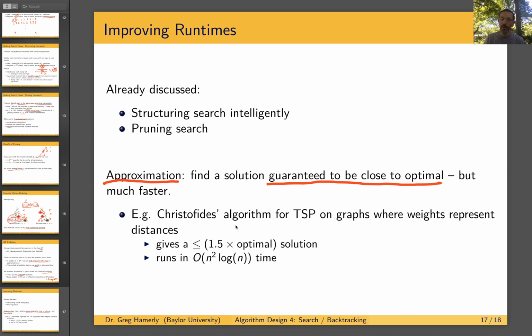There's an algorithm called Christofides algorithm for graphs which obey the triangle inequality, which is a more general way of saying the edges have weights that represent distances in the real world. Christofides algorithm runs in n squared log n time. Okay, that's much better than 2 to the n or n factorial, n factorial being the TSP naive solution. But it's not guaranteed to give you the optimal solution, but it is guaranteed to give you something that is within 1.5 times the optimal solution. So if the optimal solution costs 1,000, Christofides algorithm is guaranteed to give you something that's within 1,500, okay?